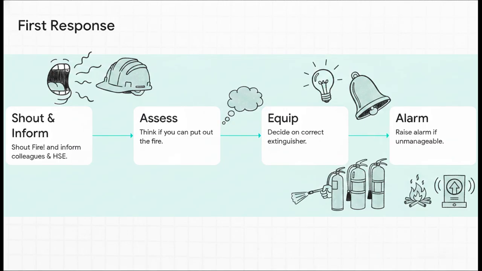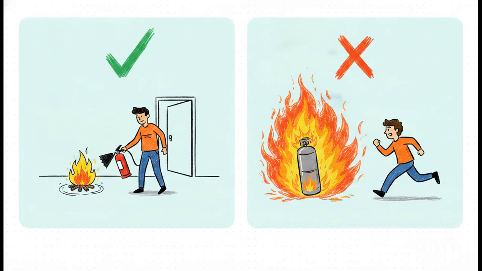First, shout fire, fire, fire at the top of your lungs to alert everyone around you. Second, take a quick second to think, can I actually handle this or do I need backup? Third, if you decide to fight it, evaluate your tools and grab the correct extinguisher. And fourth, and this is key, if you cannot handle it, do not force it. Hit that alarm immediately. I want to be perfectly clear about something. Absolutely do not play the hero.